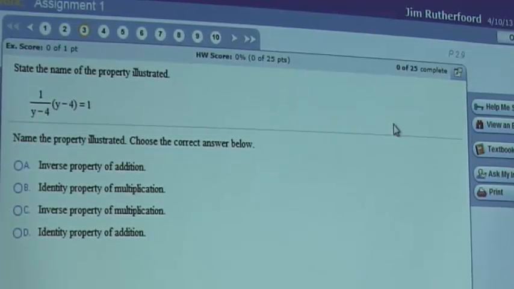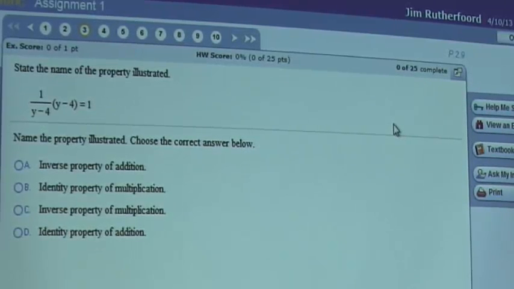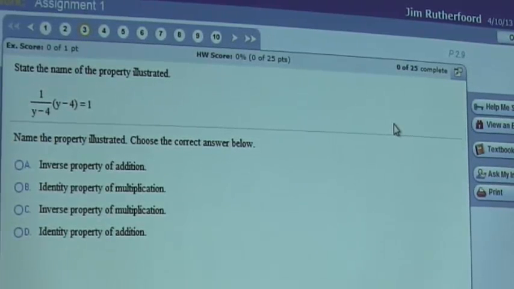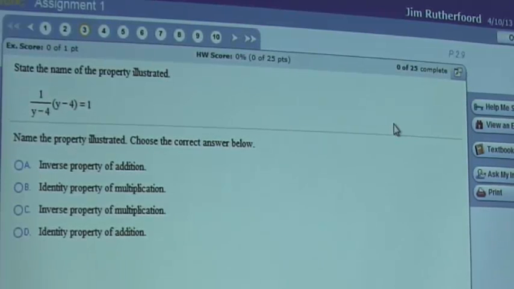Well, as I look at it, we are multiplying 1 over (y minus 4) by what's in parentheses, (y minus 4). And what we're getting is an answer of 1. Well, it's a multiplication of two things resulting in the identity, which is 1. When you find an expression and you find something you multiply by to get 1, you're talking about the inverse property. So this would be called the inverse property of multiplication.